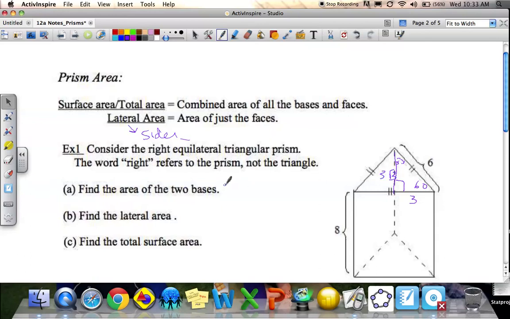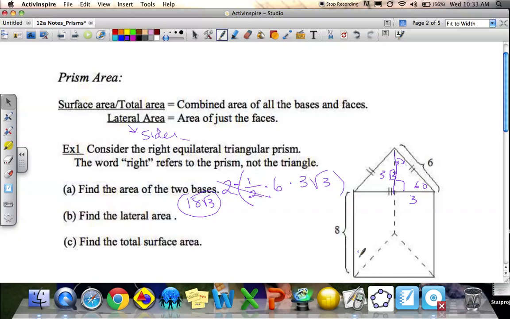So the area of the 2 bases is 2 times 1/2 base times height because of the 2 triangles, the 2 bases. And the base is 6 and the height is 3 root 3. So combining, 2 times 1/2 is 1. 6 times 3 is 18, so the answer is 18 root 3.